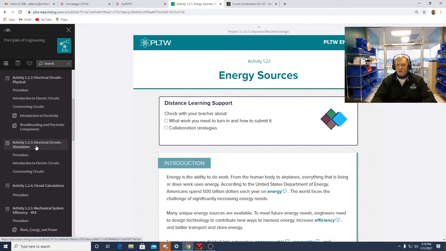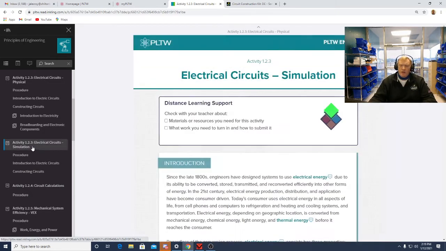Simulation is the key. There is an electric circuit physical, which is the work that was being done in class. Click on the 1.2.3 simulation and you will open up to this. Now in your engineering notebook, title it 1.2.3 Engineering Circuit Simulation, because this is what you're going to take a picture of and turn in to me, and it needs to be in your grid paper engineering notebook.